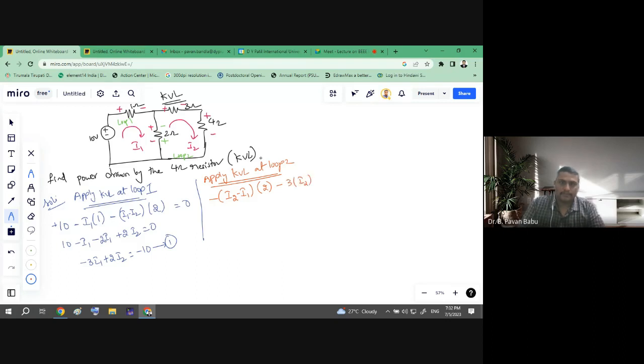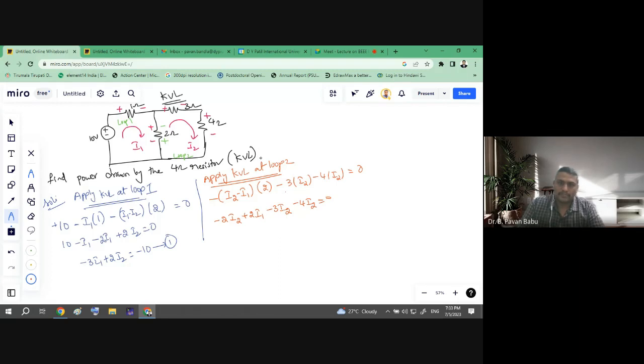Next it is minus 4 into I2 is equal to 0. I mean it is I into R, it is I into R is equal to 0. So if we simplify the circuit here, minus 2 into I2 plus 2 into I1 minus 3 into I2 minus 4 into I2 is equal to 0.